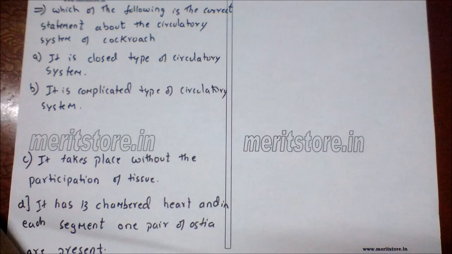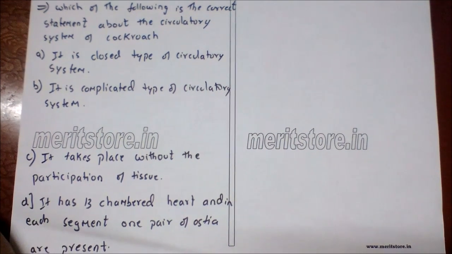Which of the following is a correct statement about the circulatory system of cockroach? A. It is a closed type of circulatory system. B. It is a complicated type of circulatory system. C. It takes place without the participation of tissue. D. It is 13 chambered and each segment has one pair of ostia.